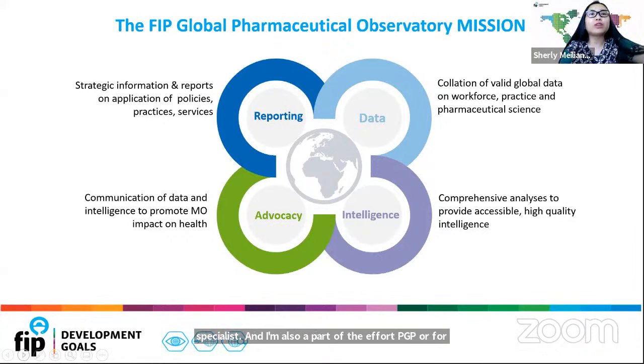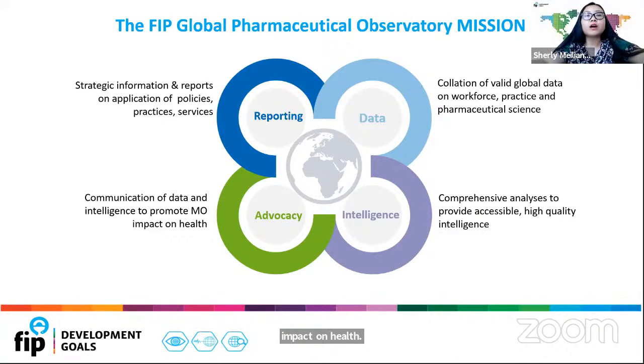So as you can see in the slide today, basically the FIP GPO mission centers around data, intelligence, advocacy, and reporting. We know the importance of data, and the data to provide us with evidence, and for the evidence to provide us with intelligence. So our first task is basically to collect valid global data on workforce, education, practice, and pharmaceutical science. We must also undertake comprehensive analysis to provide accessible, high quality intelligence, and all of this also must be communicated innovatively to promote our members' organizations' impact on health. This communication will often be via our FIP Atlas, which is basically our visualization platform for displaying our intelligence across the globe.